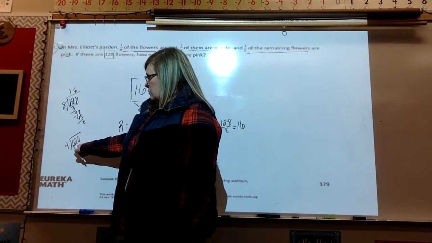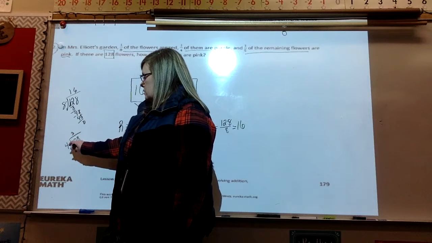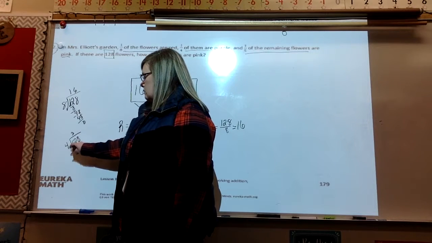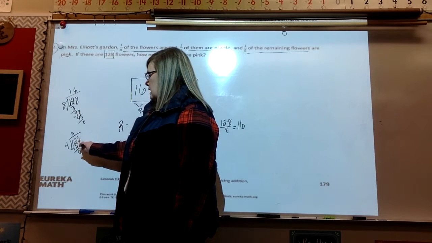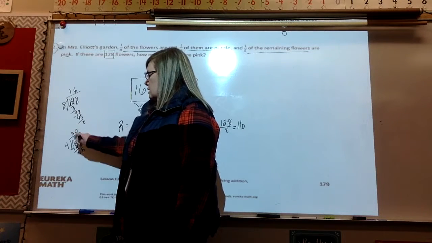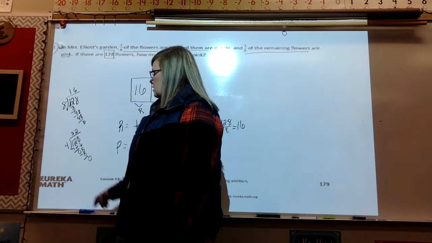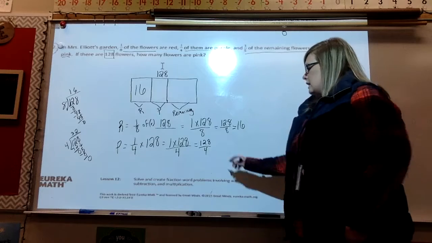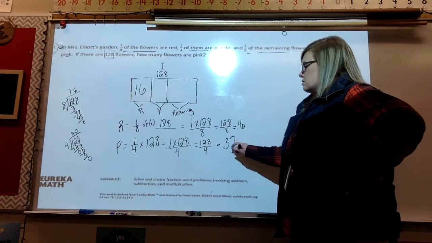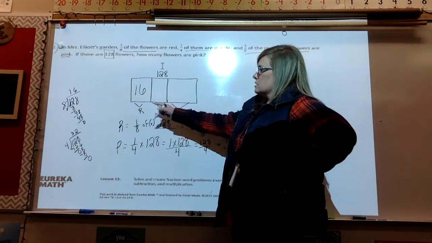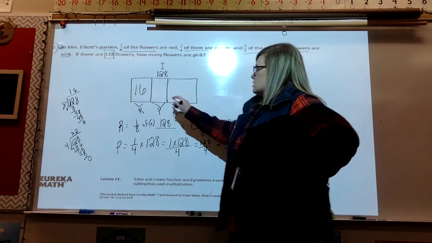4 cannot go into 1. 4 goes into 12 3 times. 4 times 3 is 12. Subtract, I get 0. Bring down my 8. 4 goes into 8 2 times. And I'm left with 0. So 1/4 of 128 is actually equal to 32. So of all of the flowers, 16 were red and 32 of them were purple.